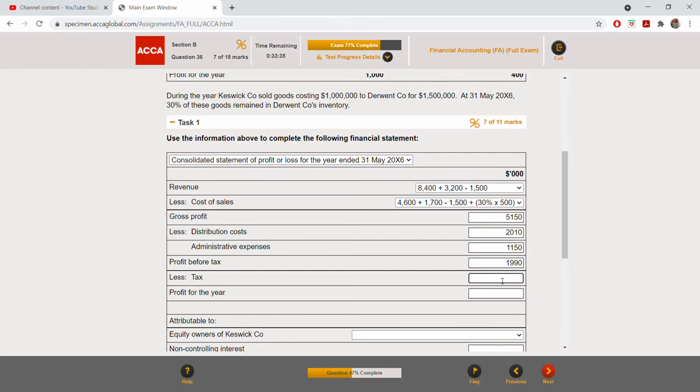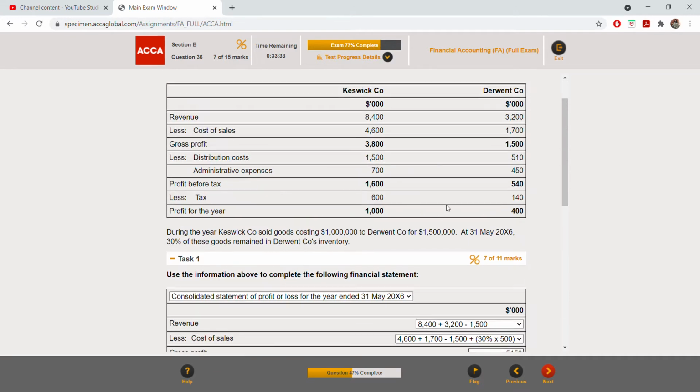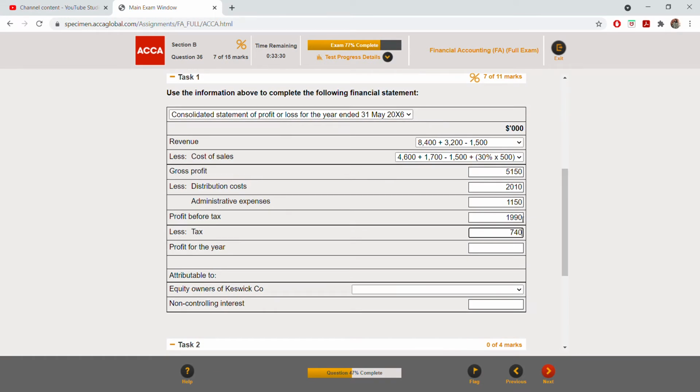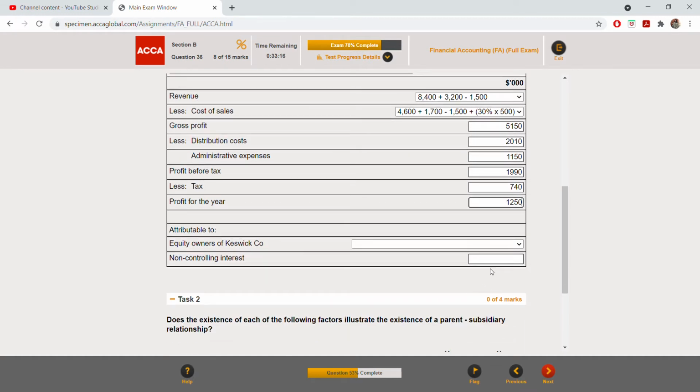Then we have the tax. What is tax? Simply 600 plus 140, which is 740. Okay, profit for the year. What is the profit for the year? 1250. After you deduct the tax from the profit before tax, that is known as profit for the year. Then attributable to how much? Equity owners: group profit for the year minus non-controlling interest, because the non-controlling interest you are taking here.